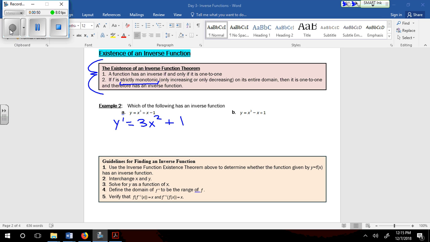Well, 3x squared plus 1, no matter what I plug in for x, this is going to always be positive. So the derivative is always greater than 0. Therefore, this has an inverse function. That equation has an inverse function.